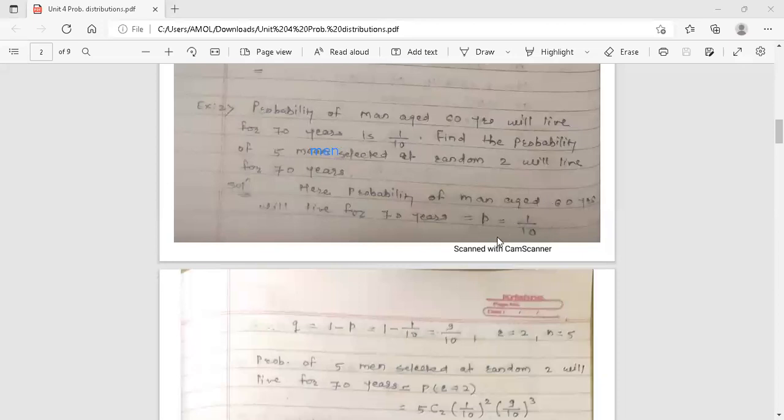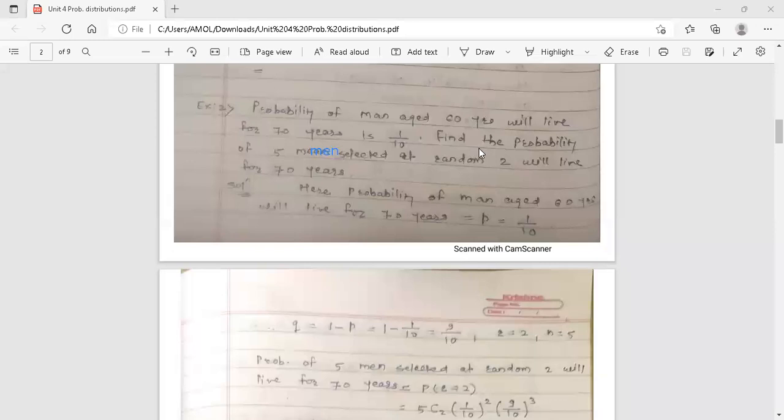So this is your probability of success. What is our success? The man of 60 years will live for 70 years. That is our success. And the probability of that success is 1 by 10. Now from P, you can find the value of Q, the probability of failure. Q is 1 minus P. So P is 1 by 10. So 1 minus 1 by 10 is equal to 9 by 10. So this is the probability of failure. Q is equal to 9 by 10.